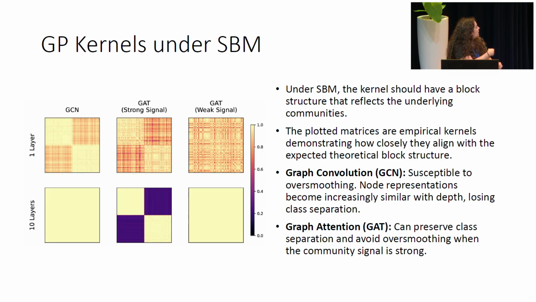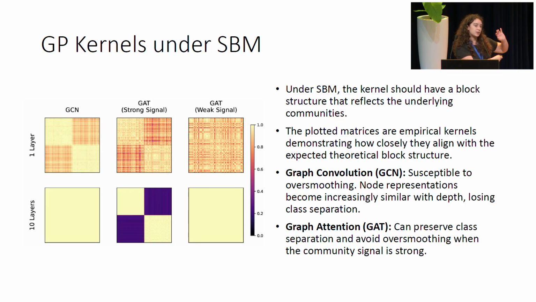But if you go to 10 layers, the information is completely lost. You converge to a constant kernel. Whereas if you consider GET, and if the signal is strong, and what I mean by that is P divided by Q is bounded away from 1.